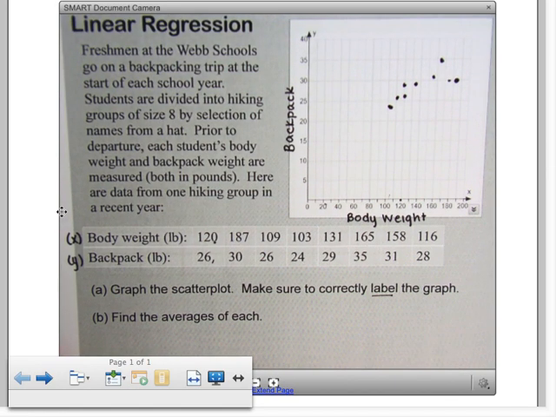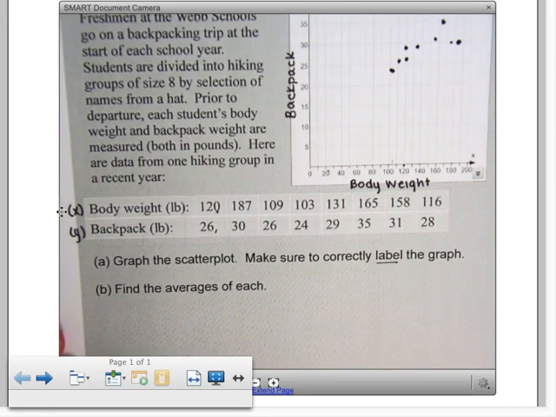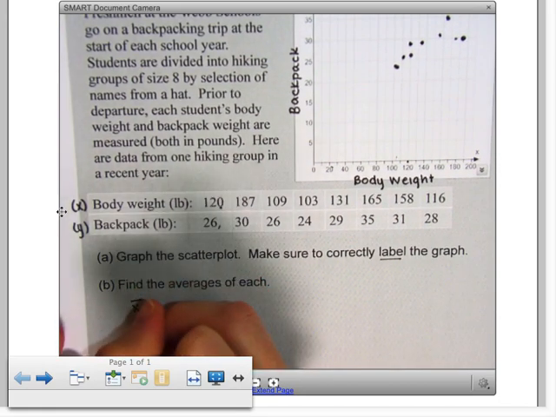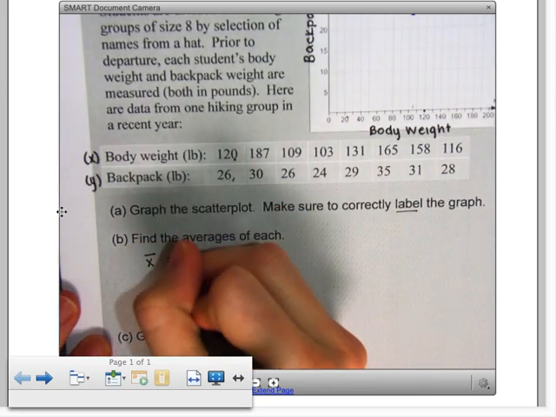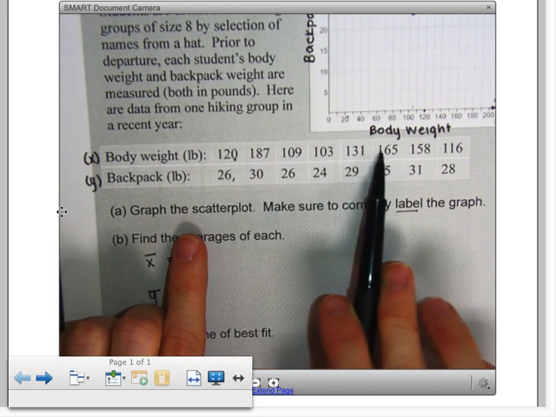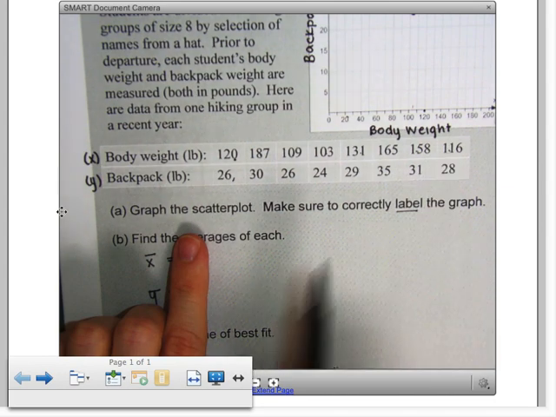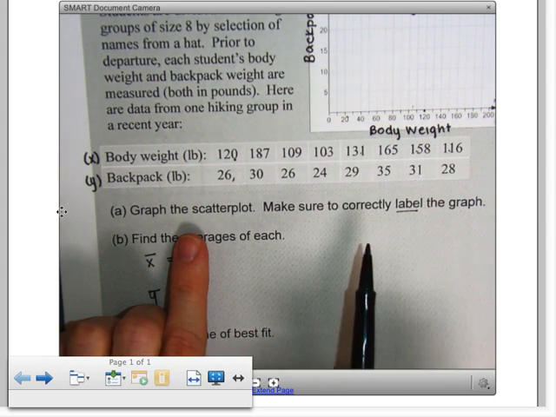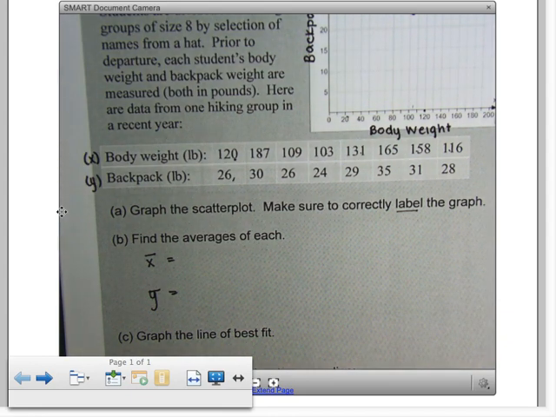Okay, so next thing we're going to do, we're going to find the averages of each. So that means we need to find X bar and we need to find Y bar. Okay, remember there's two ways to do it. I can add up all of these values right here for X, and then there's 1, 2, 3, 4, 5, 6, 7, 8. So whatever number I get when I add up, if I divide it by 8, that'll give me X bar. But we're going to have to enter everything into list 1 and list 2, so I'm going to do it on the calculator.